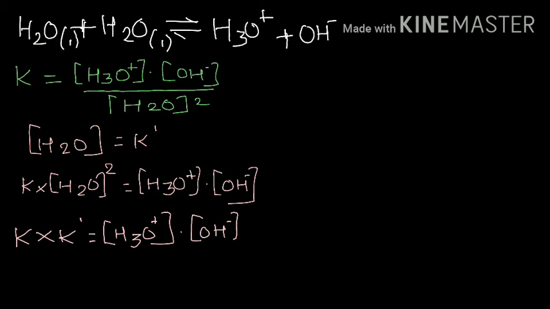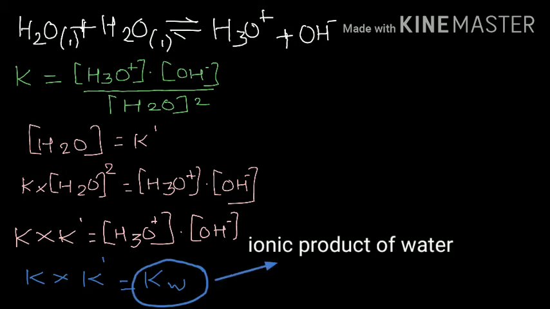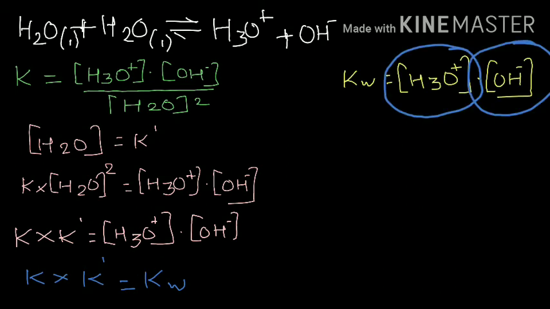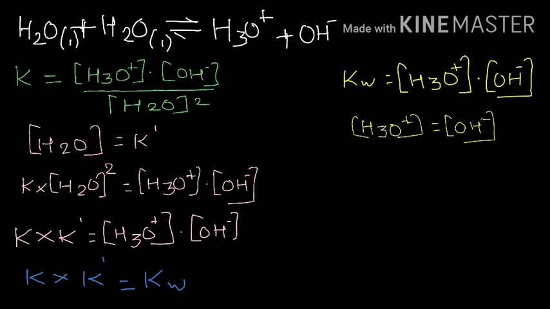And this K into K dash is nothing but Kw, which is called the ionic product of water. How do you define this ionic product of water, which is represented by Kw? It is the product of the molar concentrations of hydronium ions and hydroxyl ions at equilibrium in pure water at a given temperature. Here it is found that the molar concentration of hydronium ion is equal to the molar concentration of hydroxyl ions.